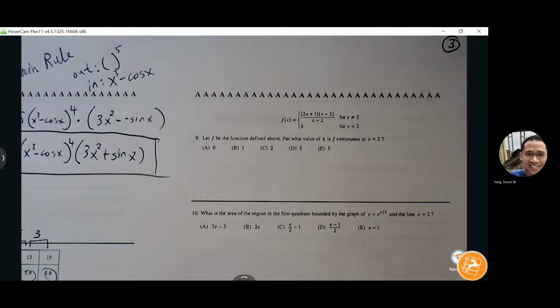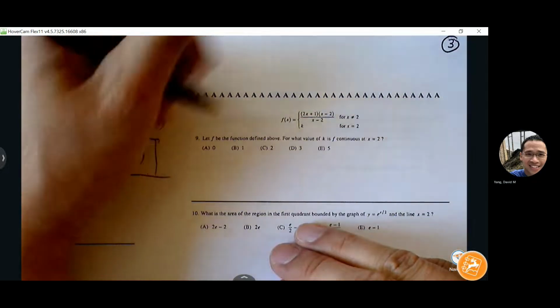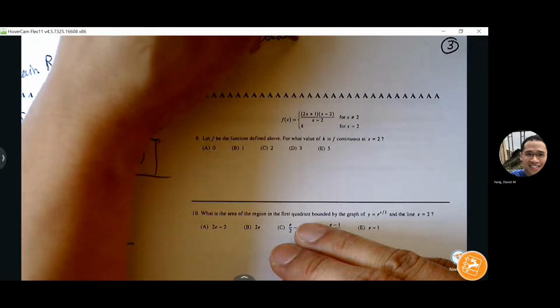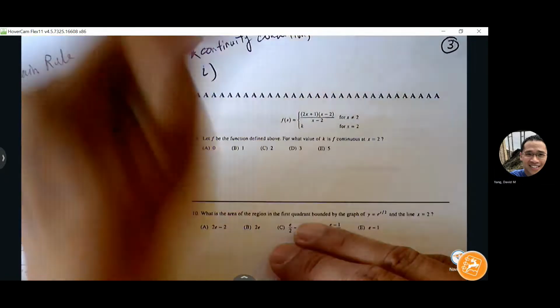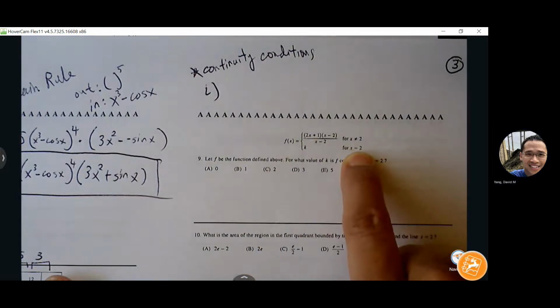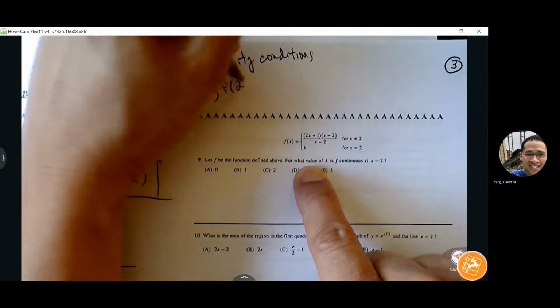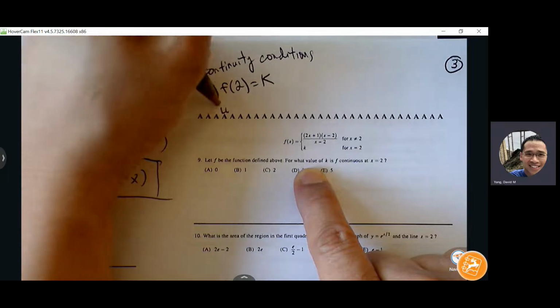Number 9. Let k be the function defined, where the value of k is f, continuous. So anytime I see a continuous or continuity problem, I'm always thinking, okay, can I just step through my continuity conditions and see how things play out? Okay, so first, does a point exist at 2? I know that at 2, it's just some y value. Okay. It's still unresolved, so I'll keep going.